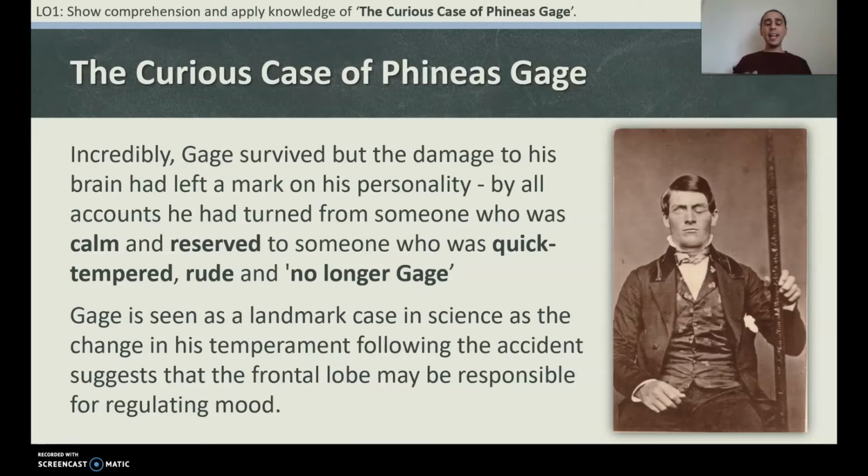Gage is seen as a landmark case in science, as the change in his temperament and his personality following the accident suggests that the frontal lobe may be responsible for regulating mood. So that's how he came to a conclusion as well. This supports the idea of localization of function. Essentially, the guy had a part of his frontal lobe cut out, and it affected his personality.